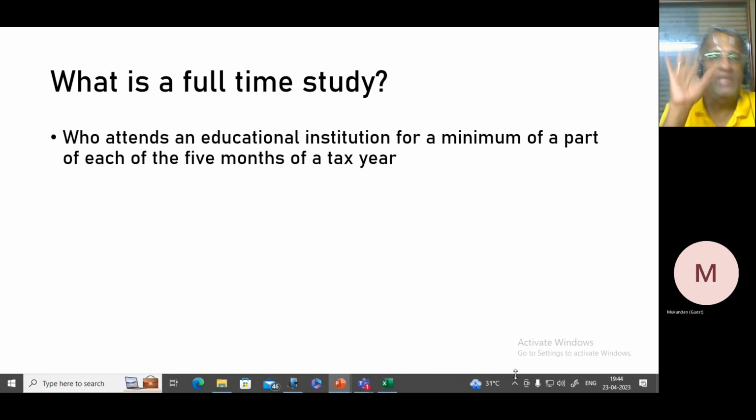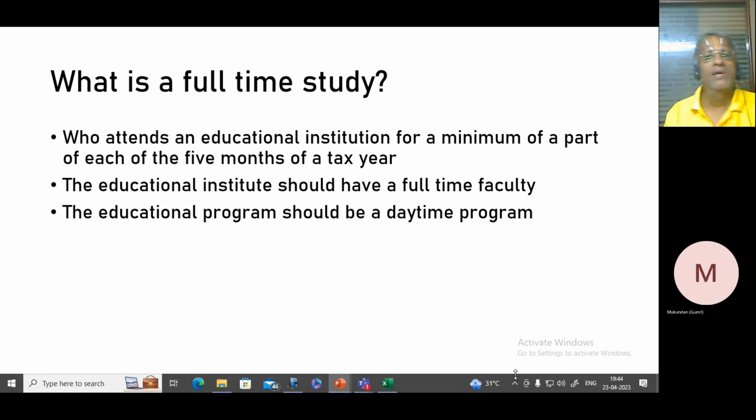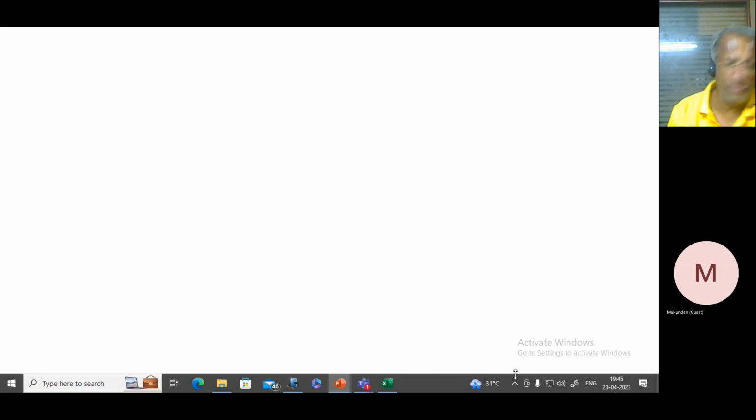In a tax year, in the 5 months, whether they hold it for 10 days, 15 days, 20 days, or all the 30 days, we are not really worried. A part of each of the 5 months of the tax year. And one more expectation is that the educational institute should have a full-time faculty. The next thing you expect is that the educational program should be a daytime program. If these conditions are satisfied, then you consider that as full-time study. Otherwise, it is going to be a part-time study. When it is part-time study, they will not qualify under QC. So have that in your mind.